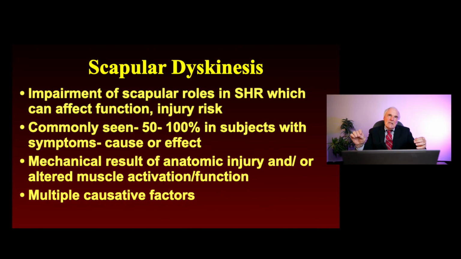It's basically an impairment of the scapular roles in scapulohumeral rhythm, which then can affect injury or function. It's commonly seen in anywhere from 50 to 100% of subjects with shoulder injuries or symptoms. Whether it's a cause or an effect, we really don't know. Sometimes it can be one or the other. It's the mechanical result of an anatomic injury and alteration in muscle activation or function. It can have multiple causative factors.